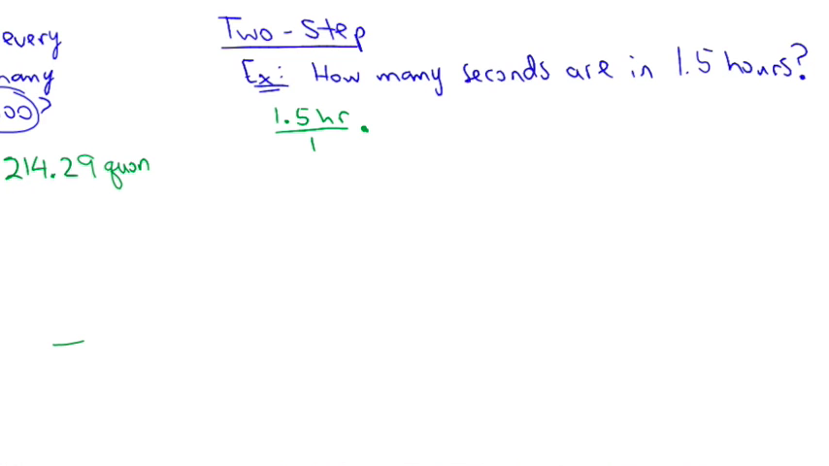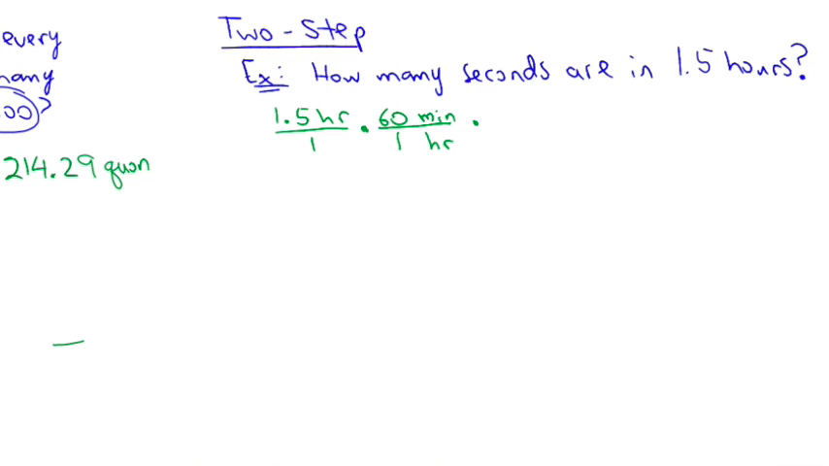Now, if you don't know how many seconds are in an hour, you go to the intermediary measurement, and the intermediary measurement is minutes. So we want to get rid of hours, so where does it go? The bottom. Where's the minutes go? Top. And how many minutes in an hour? 60. So you go 60 minutes for every single hour.